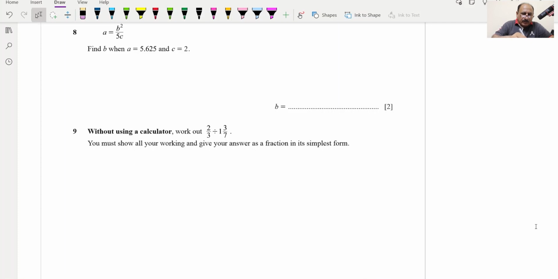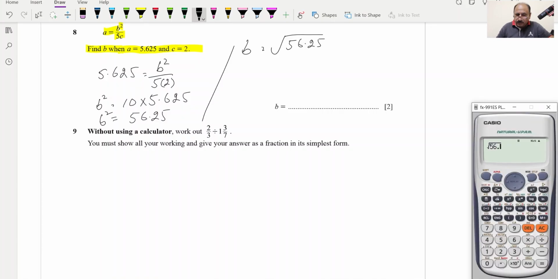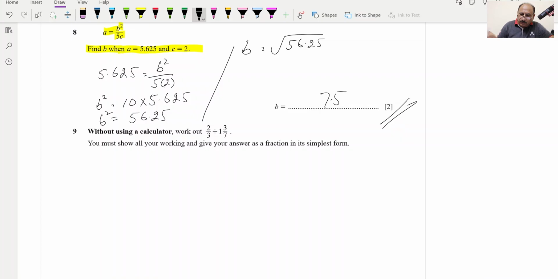Question number 8 says A is equal to b squared over 5c. Find b when A is equal to this and c is equal to 2. So we will replace the values. A is equal to 5.625, and this is equal to b squared over 5 into c, which is 2. So b squared will be equal to 10 multiplied by 5.625, and we can rewrite it as 56.25. This will be the b squared value, and the b value will be what? Square root of 56.25, and the square root of 56.25 will be equal to 7.5. So 7.5 will be our final answer.